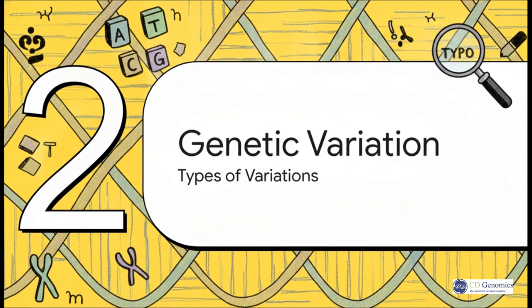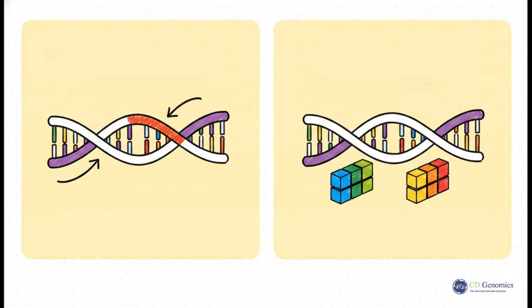Moving on to Section 2, Types of Genetic Variation. Now that we grasp the monumental scale of the genome, let's talk about the specific types of typos we're actively searching for. The really crucial thing here is understanding the difference between the two main types of genetic markers. On one hand, you've got SNPs, or single nucleotide polymorphisms. These are literally just single-letter swaps in the DNA base, like an A swapping out for a G.